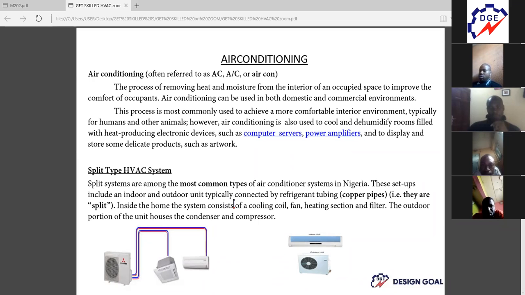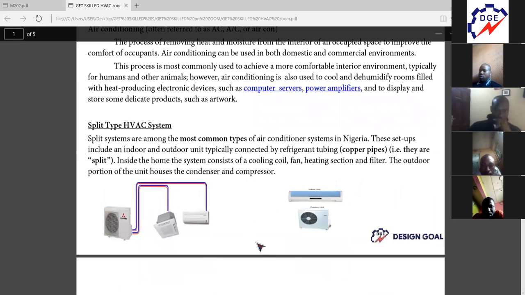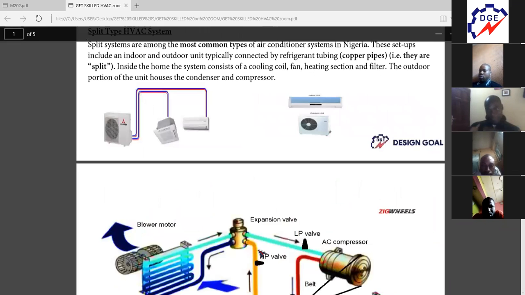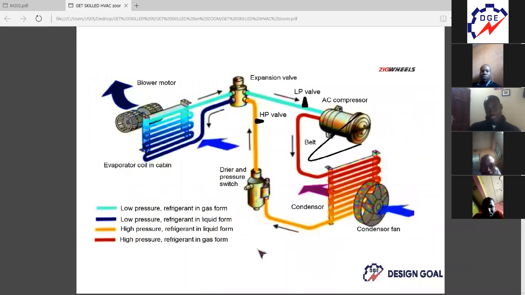I will use this layout to explain the air conditioning process and what we just explained about the split system. I just want you guys to follow me as much as possible. Then if you have questions, we can bring back the questions later.